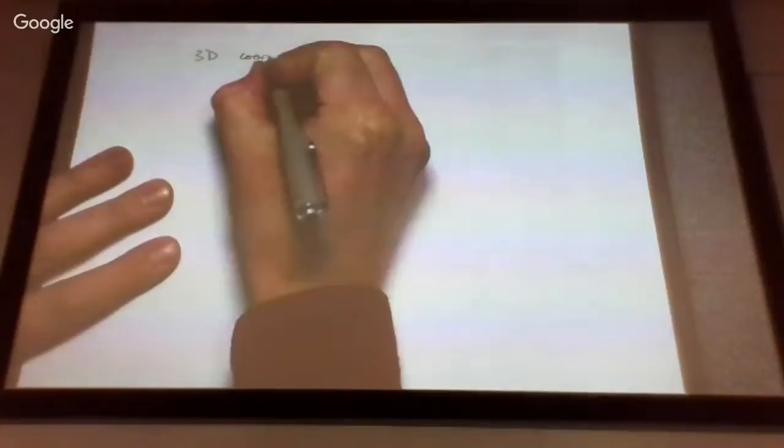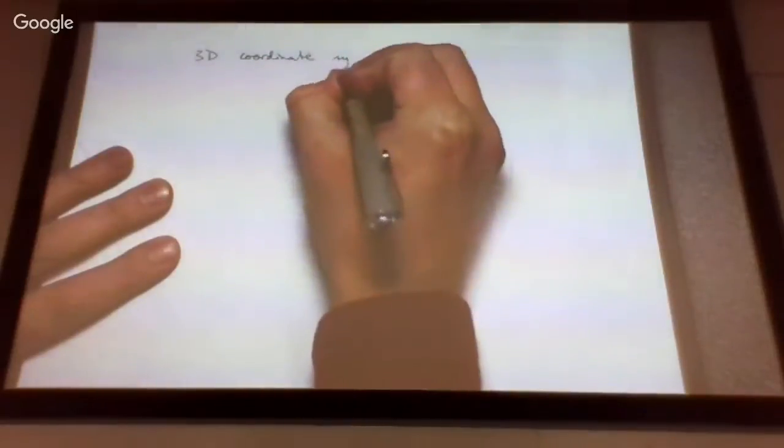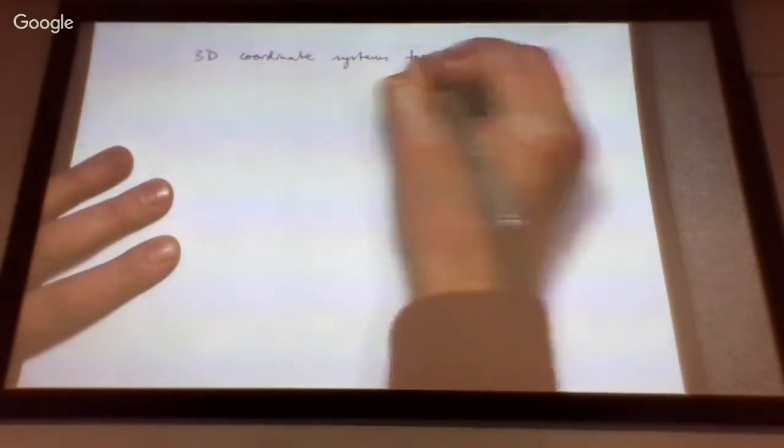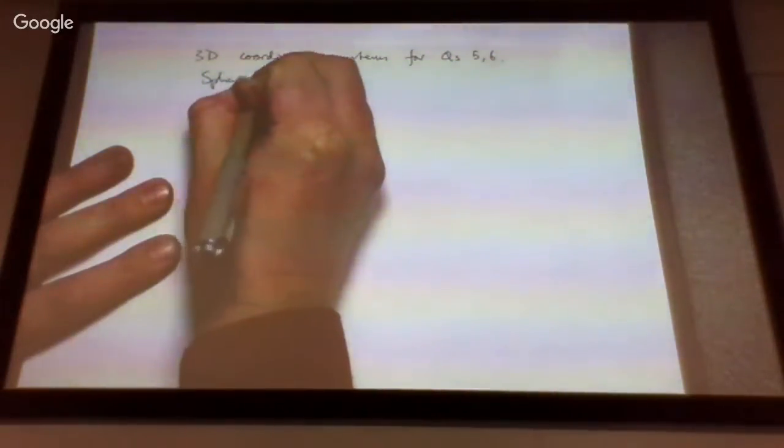So these are systems like the polar coordinate system, but set in 3 dimensions. And again, depending on the context, they can be much more useful or much more appropriate for describing regions in space rather than the x, y, and z Cartesian axes that we might be used to. These are 3D coordinate systems for questions 5 and 6. So the first one is spherical coordinates.